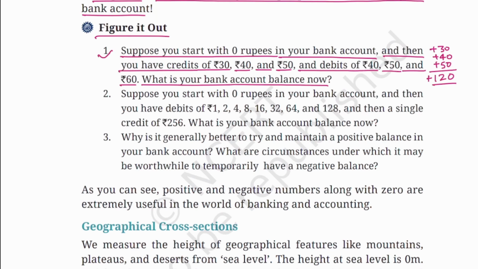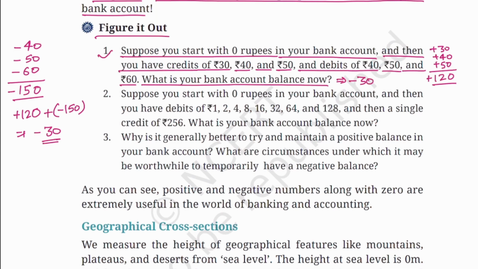Debits being minus 40, minus 50 and minus 60. That is minus 150 rupees. Sum of credits and debits will be minus 30. The answer is minus 30.